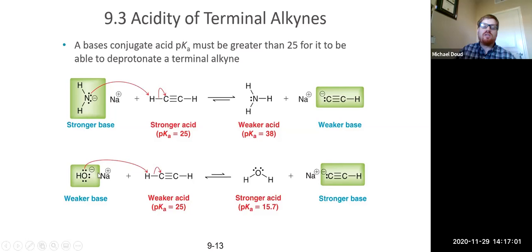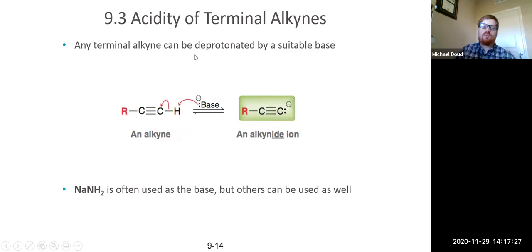Keep in mind, if you tried to use hydroxide, remember, hydroxide is not as strong a base as sodium amide. So overall, you're just not going to be able to deprotonate this terminal alkyne effectively. So you need a strong one, and that's why we use sodium amide almost all the time. Okay, so again, any suitable base works. Practically speaking, we're going to be using sodium amide.